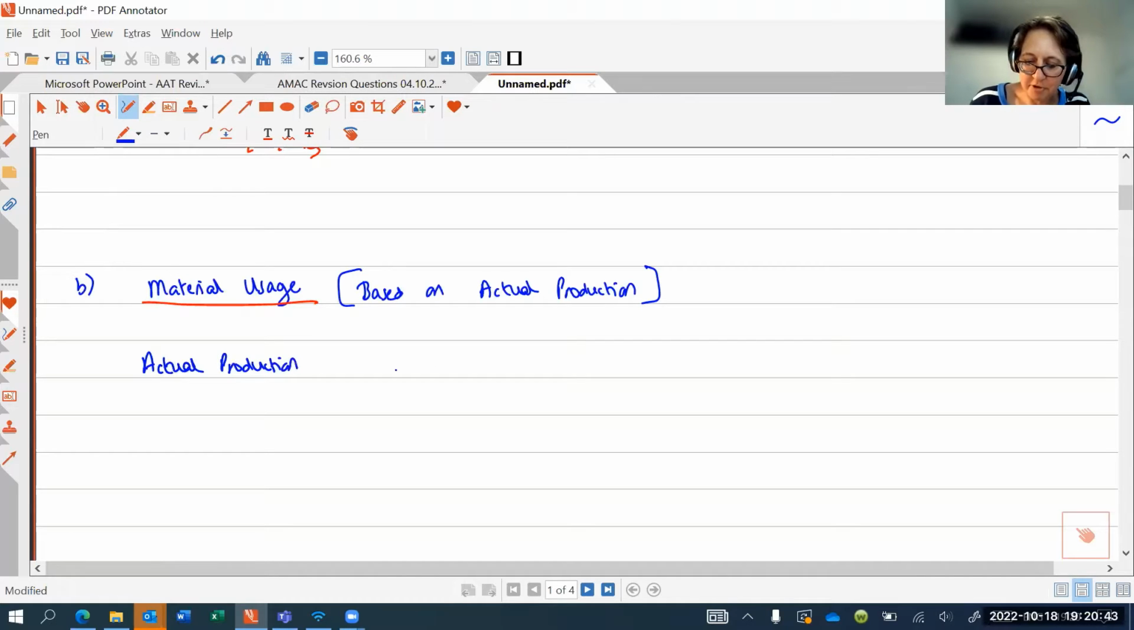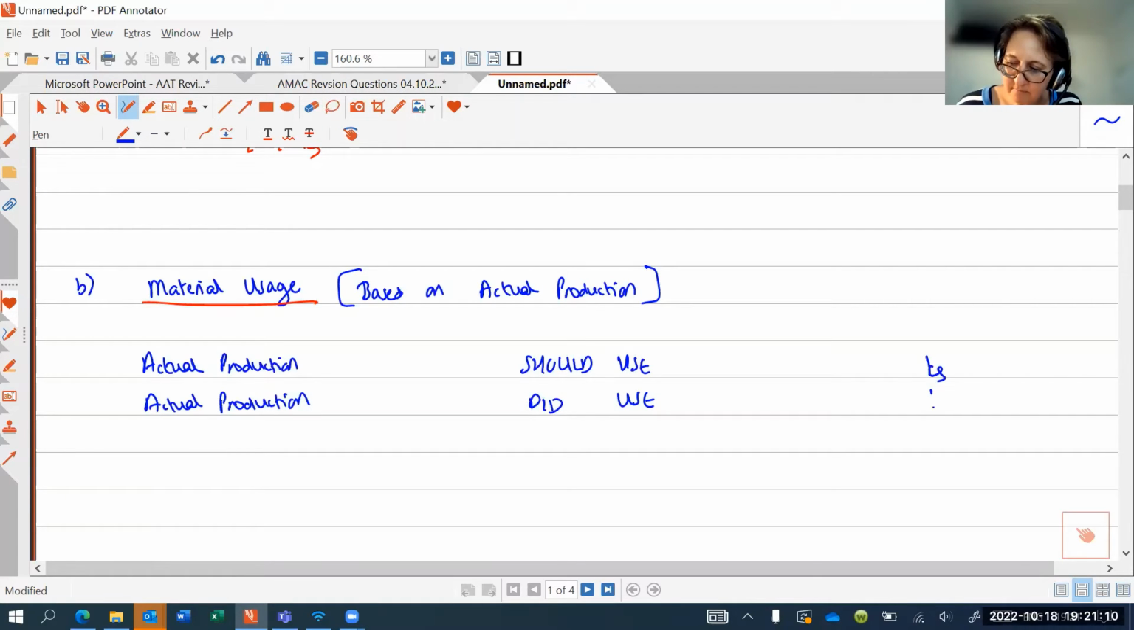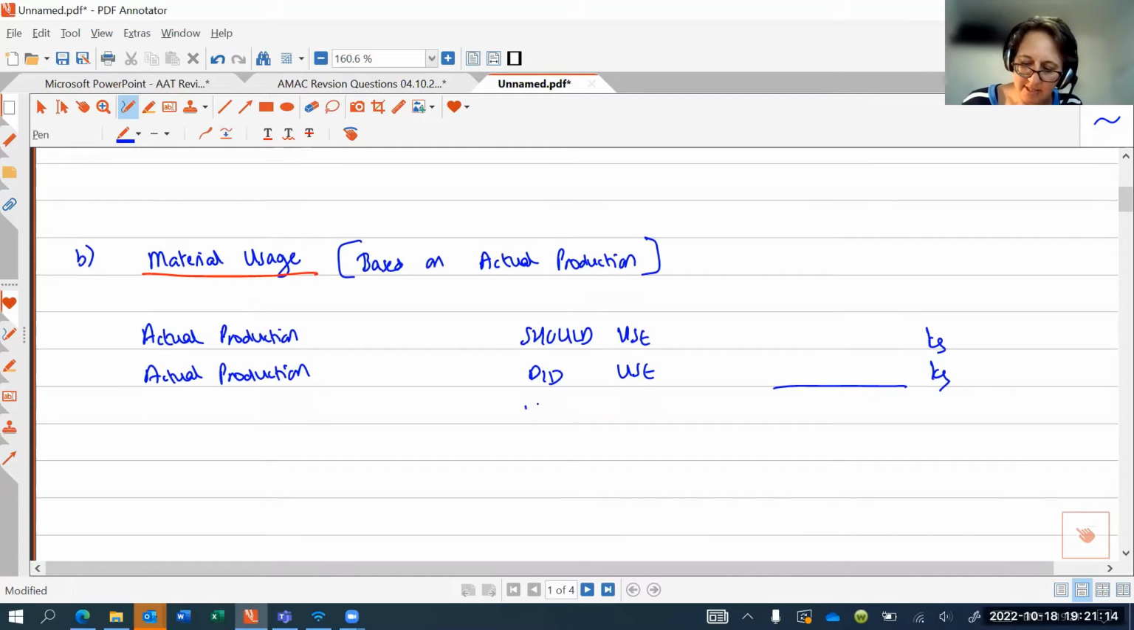So actual production, bit of a space, so we can actually fill it in. And then the word should. And then again, like with like, always comparing like with like, otherwise there's no point. Actual production did. Well, it's about usage, isn't it? It's a usage variance. So what word do I want in here? I'm going to put use. So actual production should use. Actual production did use. That's going to be in kilograms. So I'm going to be using more or less kilograms than I planned. So that's my variance.